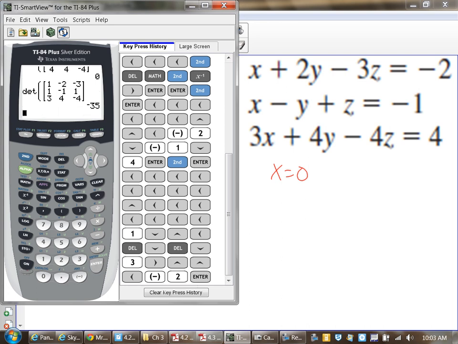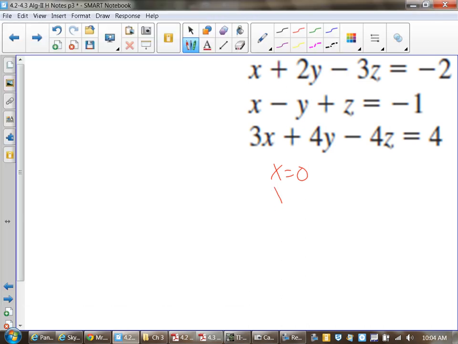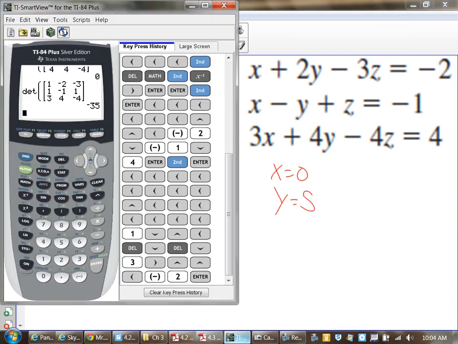And what was our original determinant again? -7, so you get -35 divided by -7. 5. And I'll let you guys do Z. Doesn't this make solving systems of equations a lot easier?